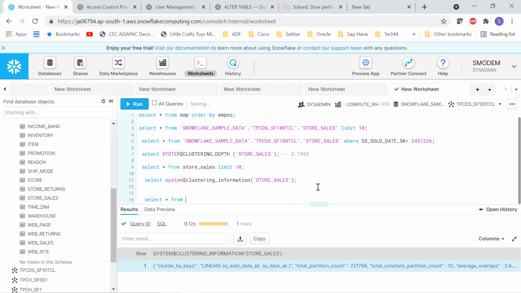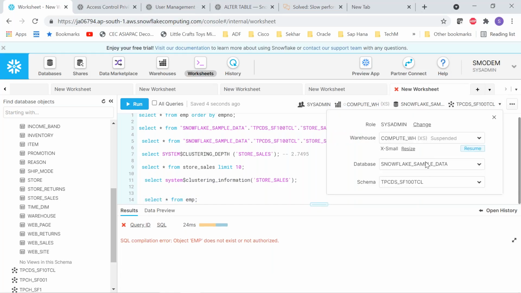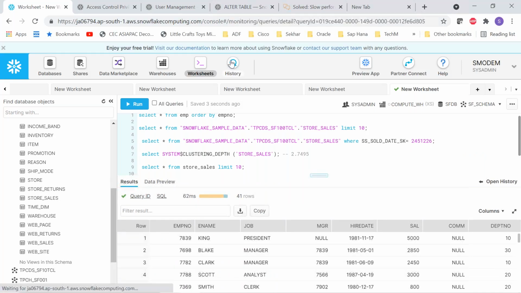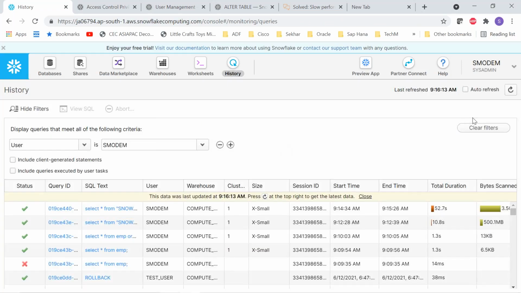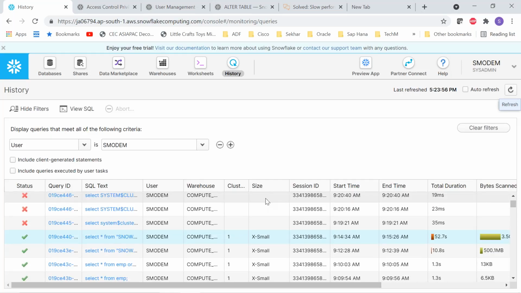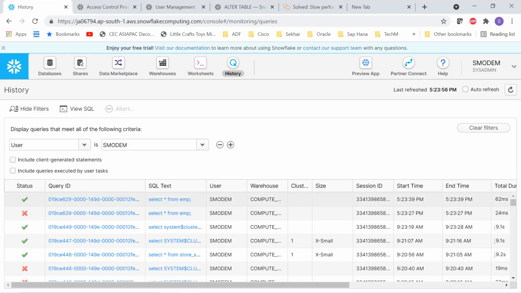Select star from EMP, right? So if you go to the warehouse history part of it, select star from, it did not use the cache because it went to, what do you call it, system cluster. Where are we right now? Select star from EMP, because we would have given it in the morning and then it fetched it.